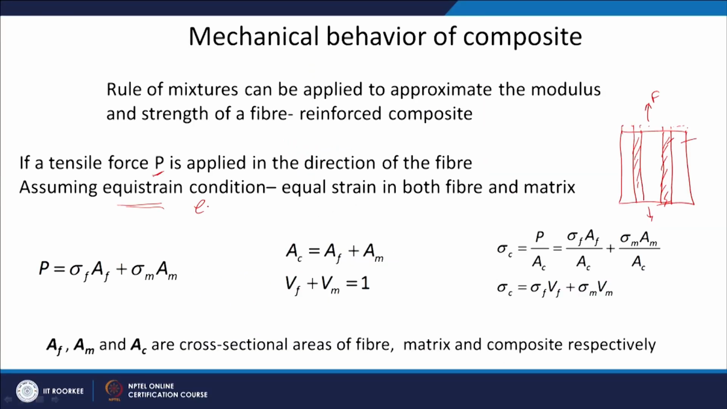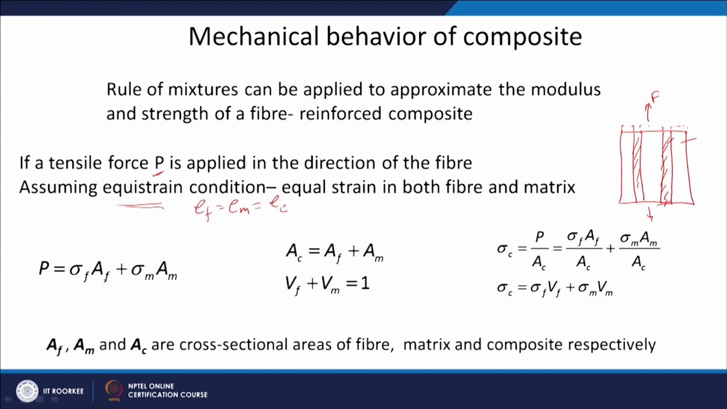So basically what we are saying here is that the strain in the fiber is equal to the strain in the matrix, and that is the strain in the composite. In all three cases the strain is going to be the same. If that is so, then I can use a rule of mixtures condition here: the force P can be divided between the fiber and the matrix in this form. Sigma F is the stress acting in the fiber. If I multiply it by the area of the fiber, that gives me the force in the fiber, and similarly this is the stress in the matrix and this is the area of the matrix. If I multiply them, I get the force in the matrix.